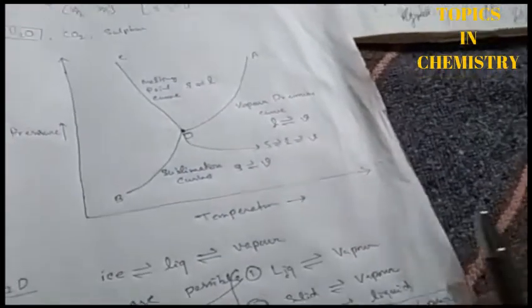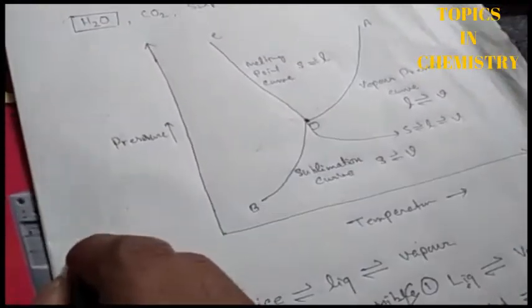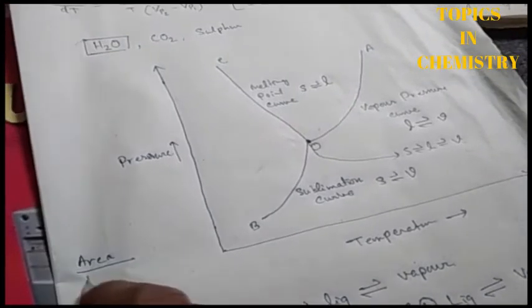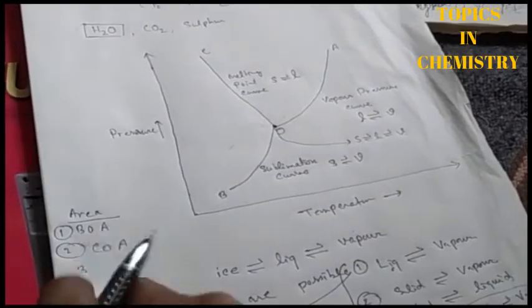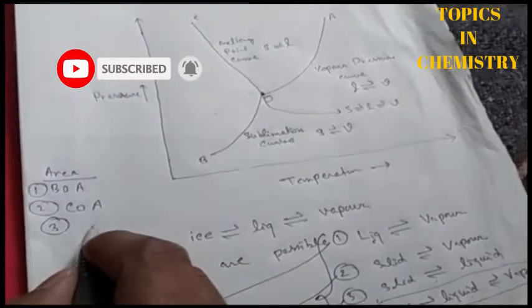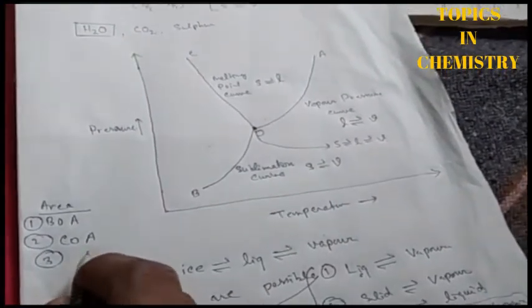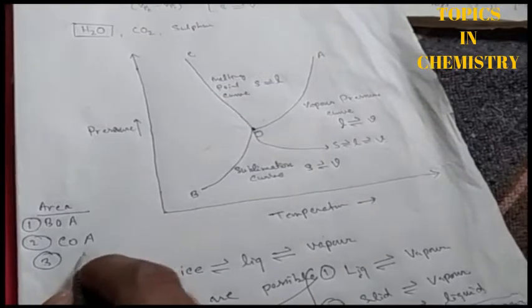So I'm writing here, area. There are three important areas. One is BOA, that is number one area. Okay, number two area is COA, and number three area is this area, BOC. Okay, so these are the three important areas that are possible.